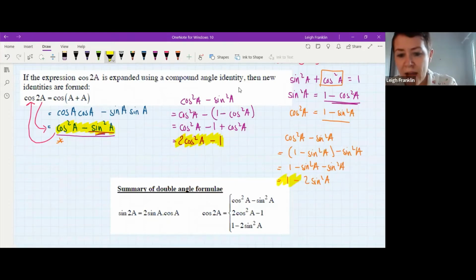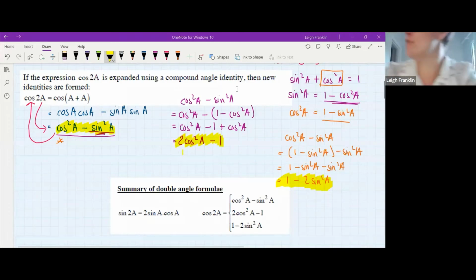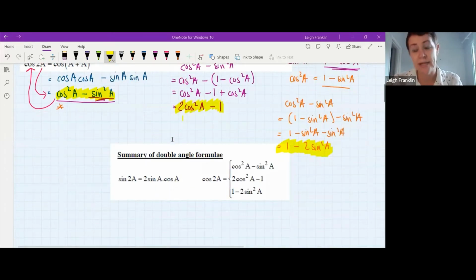Okay, so that is how they are derived. That's where they come from. Whilst sine 2A can only be written as 2 sine A cos A, cos 2A has 3 different ways in which it can be written. We can write it in terms of cos and sine, or cos only, or sine only. You will see when it becomes important to use a particular form. Certainly for what we're going to be doing over the next couple of lessons, it's not going to make any difference, but there will come a time where it makes a difference how we choose to write it. But that's when we do identities and equations.